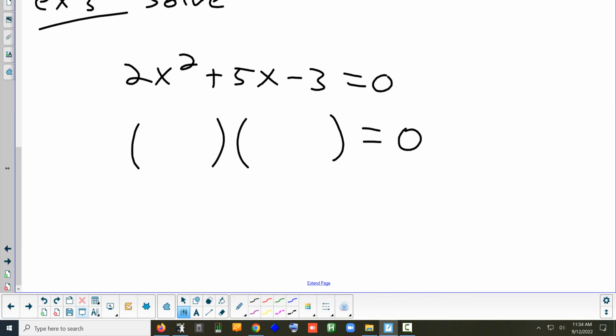Now you figure out your first term in each. What's going to be my first term, in the left set of parentheses and then in the right? Well, if I put x for both and I multiply them together, that won't give 2x squared. One of them has to be a 2x. Because 2 is prime, we're lucky. There's only one way to do this.